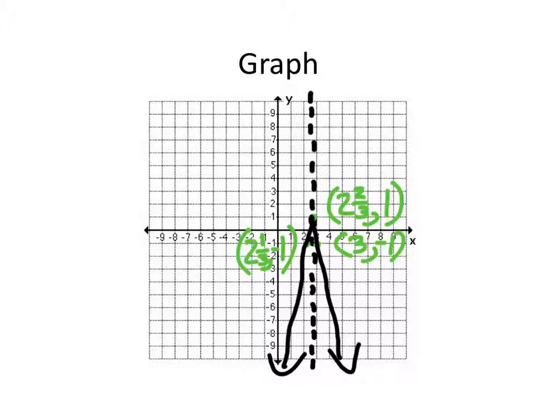Exactly like I did in the last one, I can plot the vertex, I can plot the other point that I transformed, and then I can also use my symmetry to plot the third point. Notice how both points are 1/3 of a unit away from the axis of symmetry on the x-axis. 3 is 1/3 to the right, and 2 1/3 is 1/3 to the left.